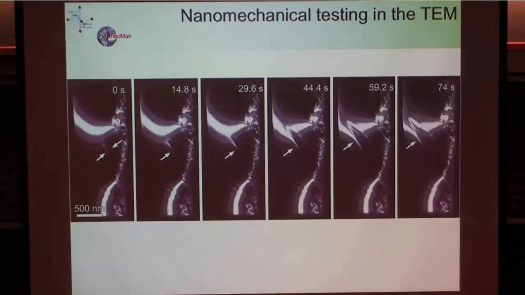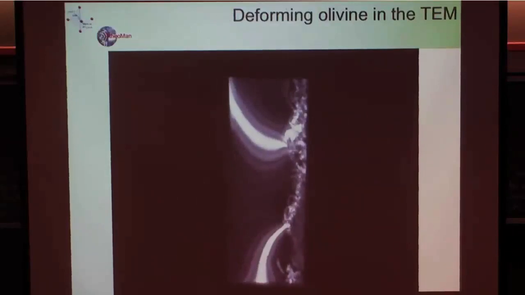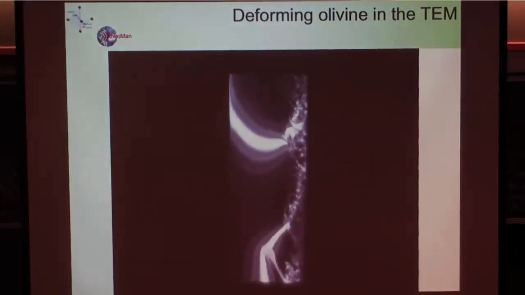So this is what we have. I don't know, I hope you can see. You have loops like that, which expand. Maybe it's better in the movie. So you're really looking at plate tectonics, you know, olivine being deformed under your eyes. You see a dislocation loop which expands. This is like 1 micron across.